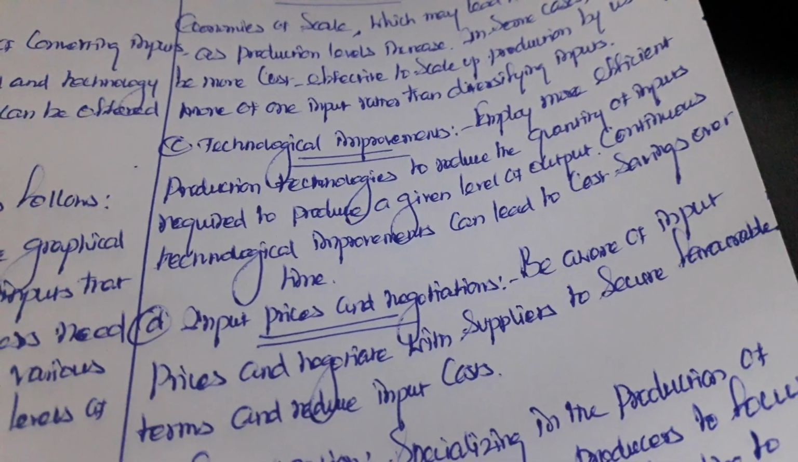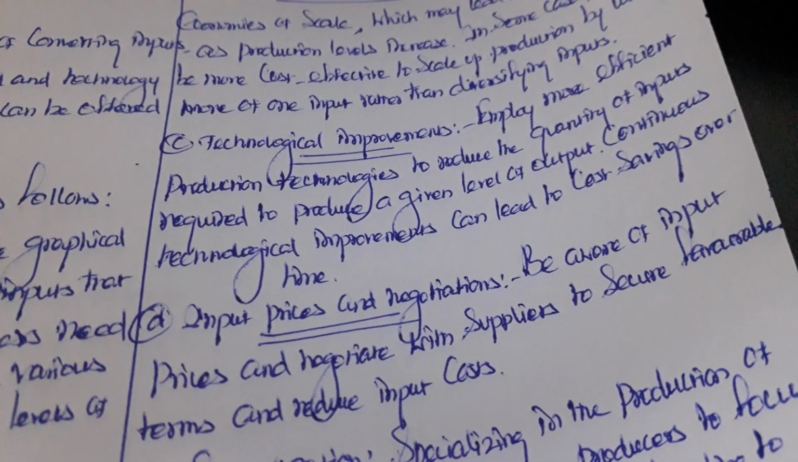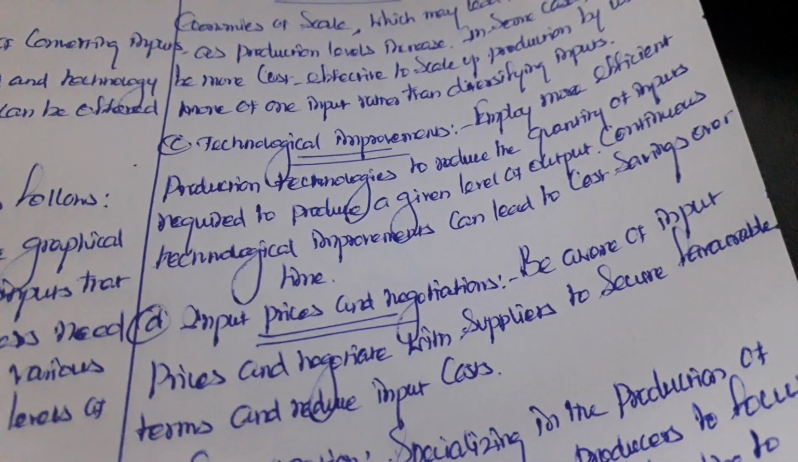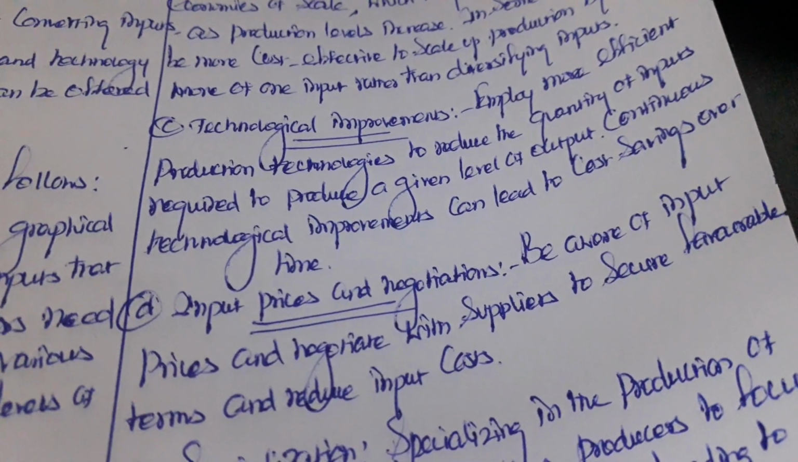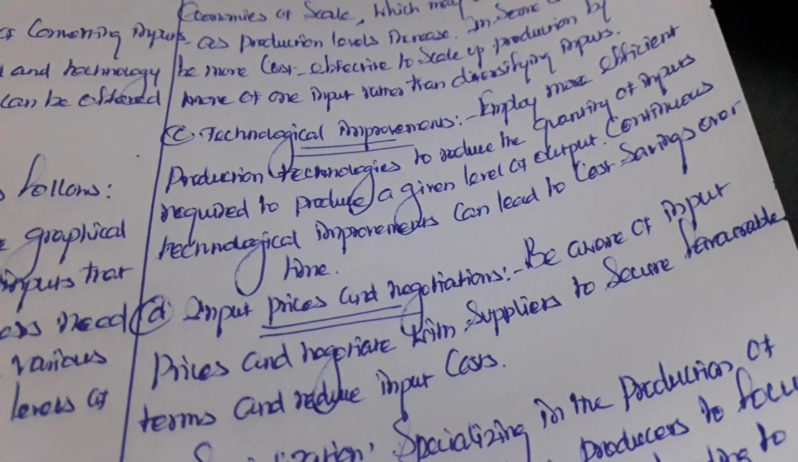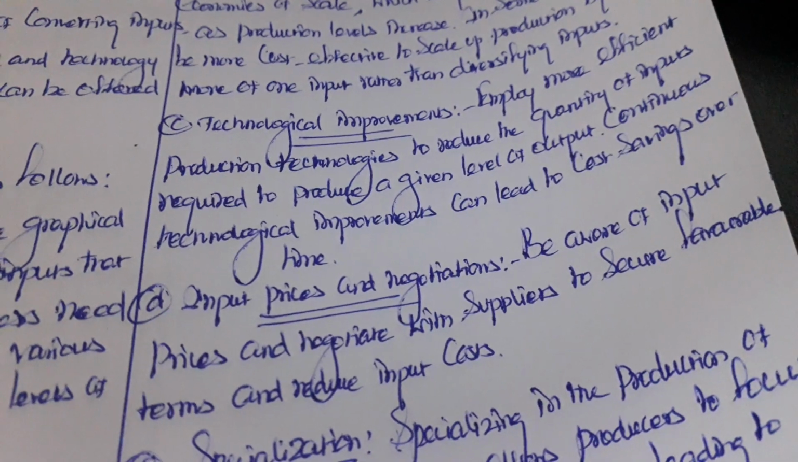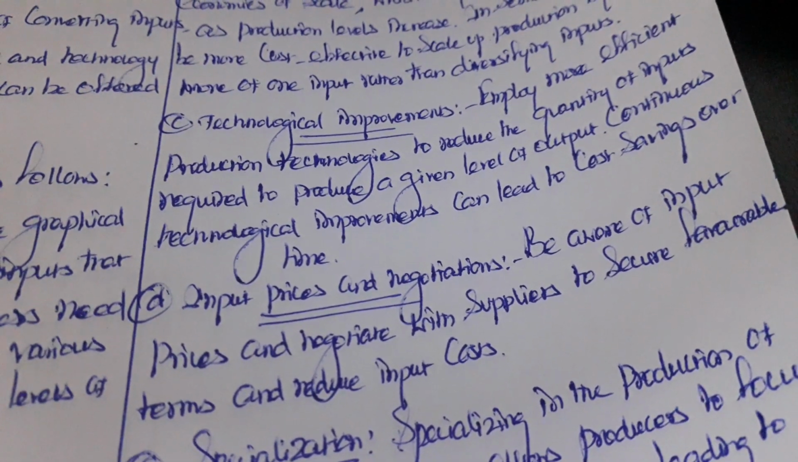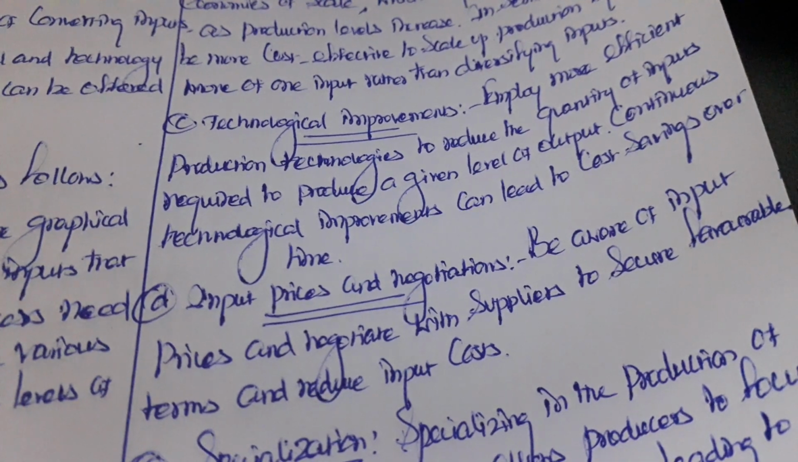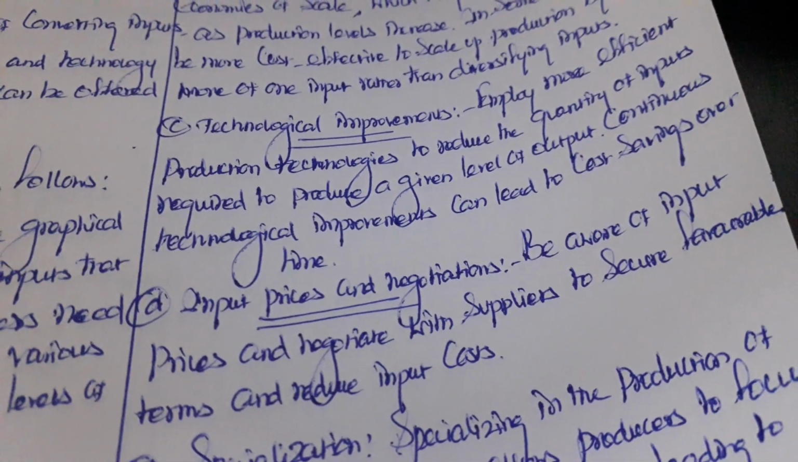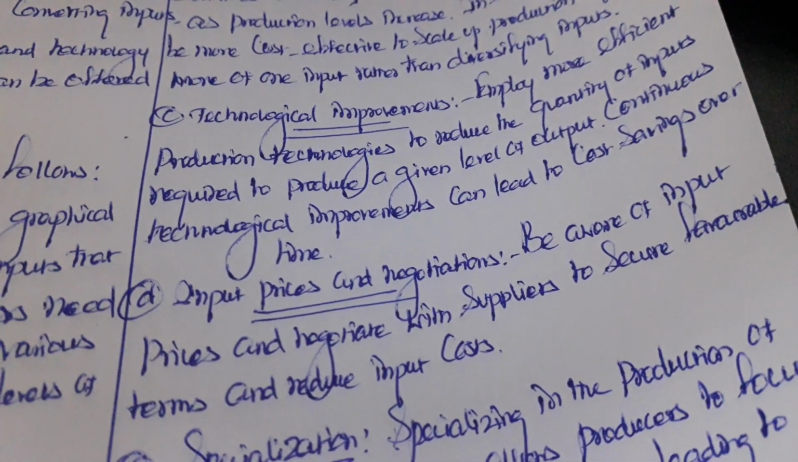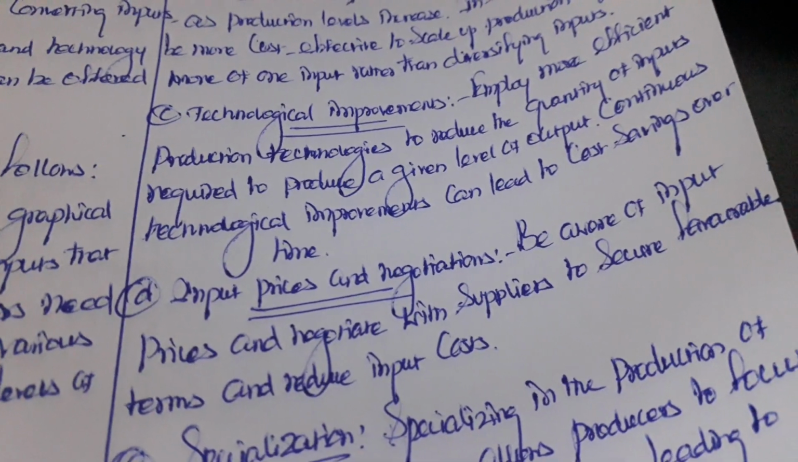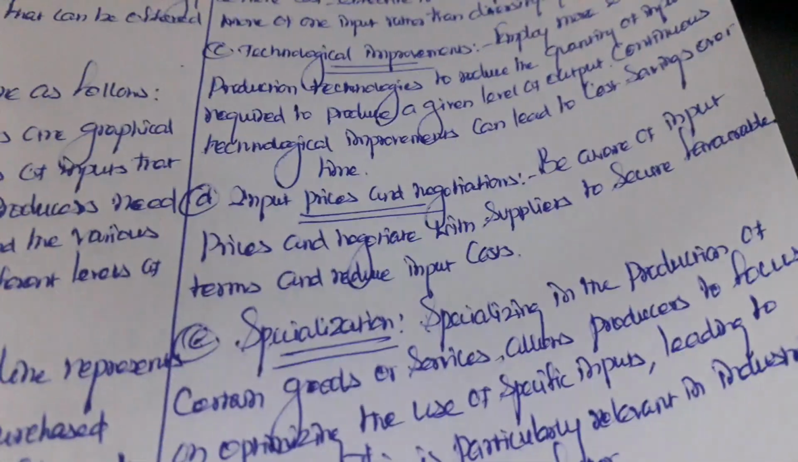Producers need to adopt technological advancements to reduce the quantity of inputs required for producing a given level of output. Producers need to keep continuously improving their technologies, which can lead to cost savings over time.